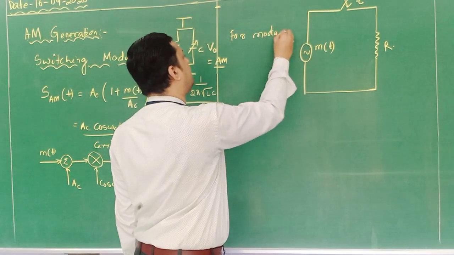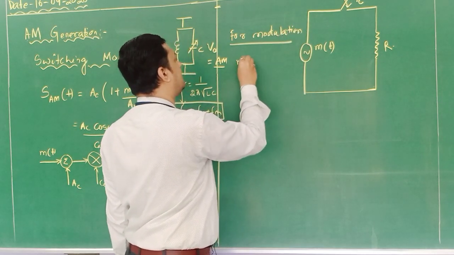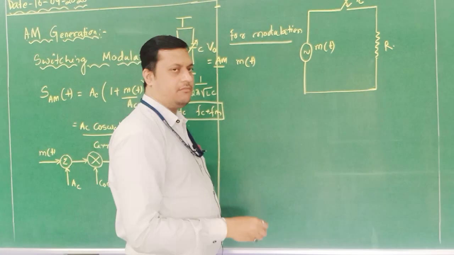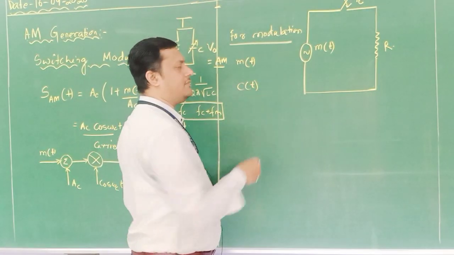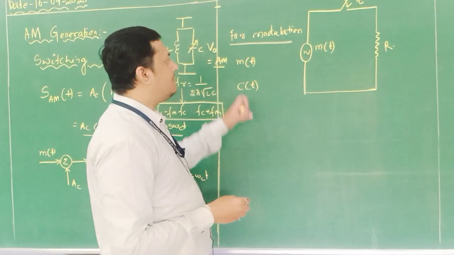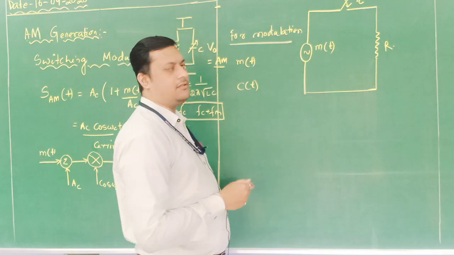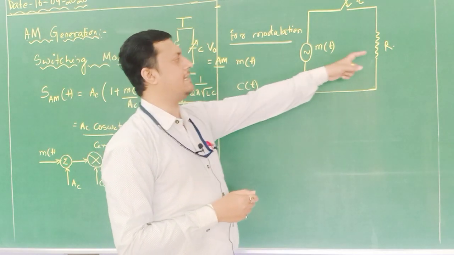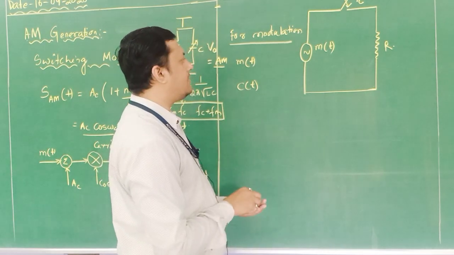what are the two things we require for modulation? First, the message component must be there, m of t must be available. Second, the carrier component must also be available. Now since here the modulating signal, if I use this particular diagram to generate a signal at R, how I will generate it, we will discuss first.